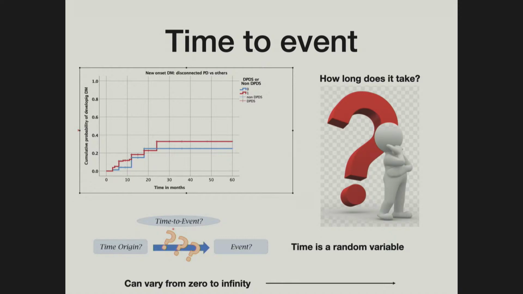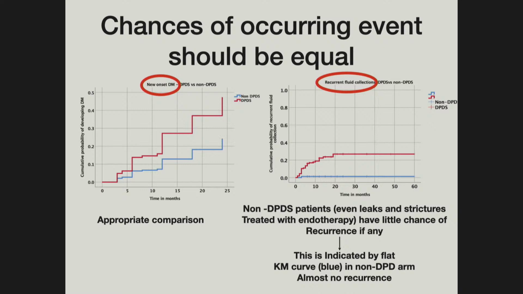Then time is a random variable. This can vary from 0 to infinity. So chances of occurring events should be equal. Like in the right-sided example, you can see the blue curve is flat. In that, we have compared recurrent fluid collection in disconnected pancreatic duct versus those who have a normal pancreatic duct.